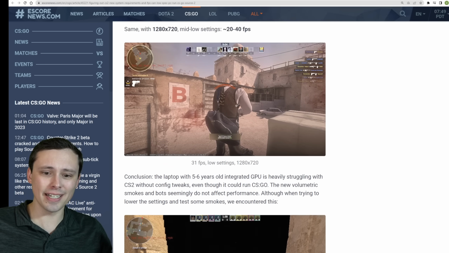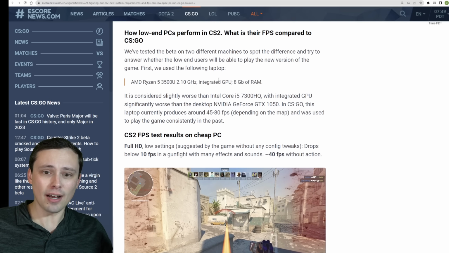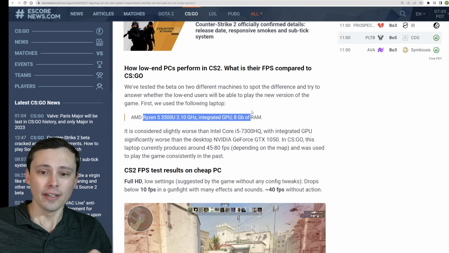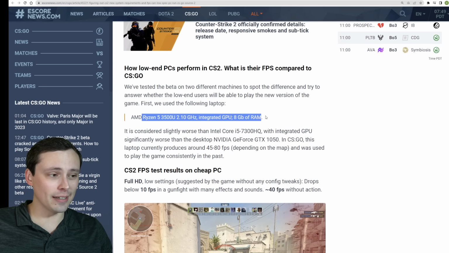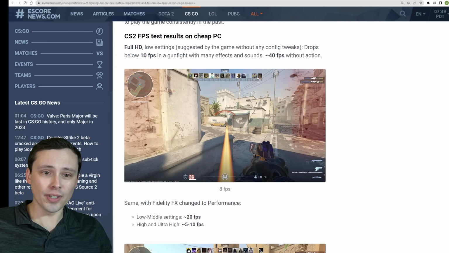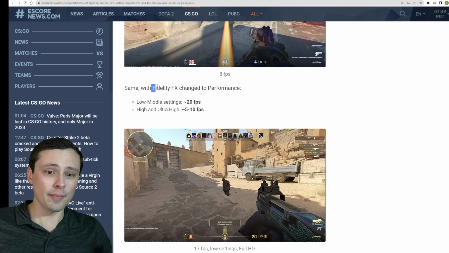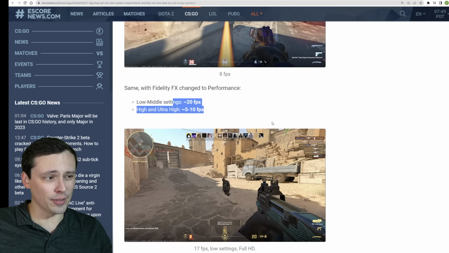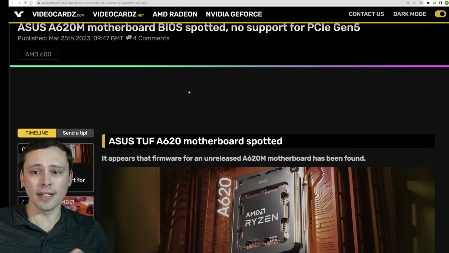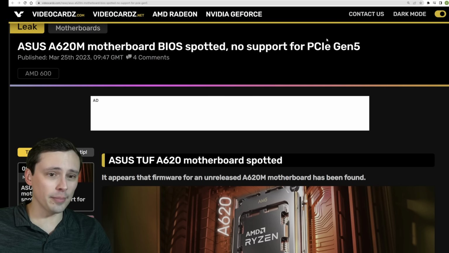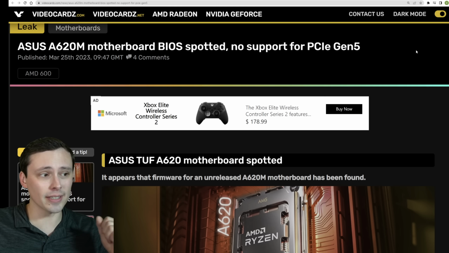However, they did mention that an integrated laptop that could run the old game fairly well, like a Ryzen 5 3500U with an integrated GPU and only 8 gigabytes of RAM, was dropping below 10 FPS in gunfights and things like that. They tried upscaling, and it didn't completely solve the problem. So it looks like on really weak low-end integrated hardware, it still might not run smoothly. But on pretty modest mid-range hardware, you can still get pretty high competitive frame rates.